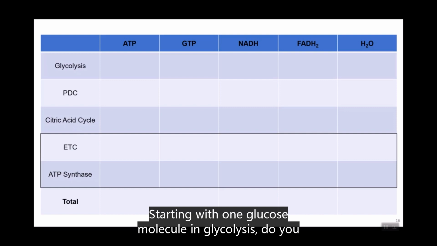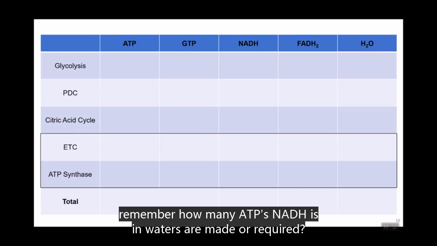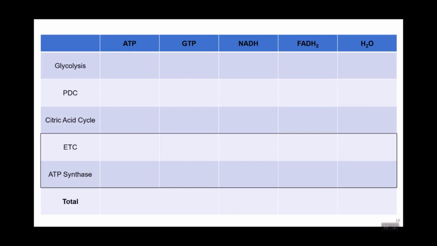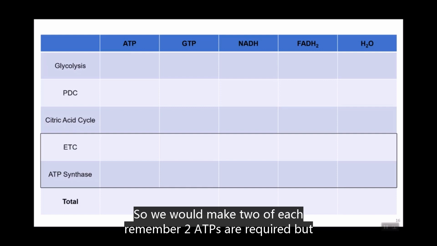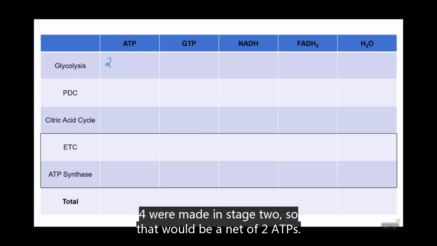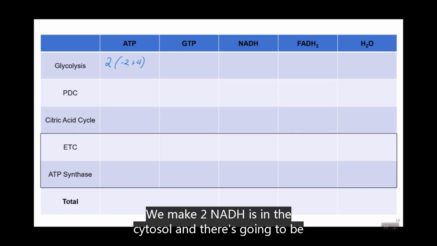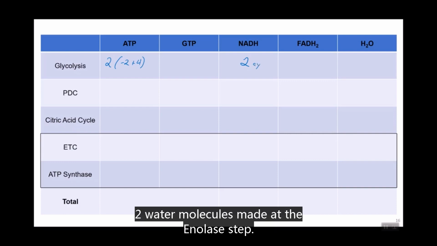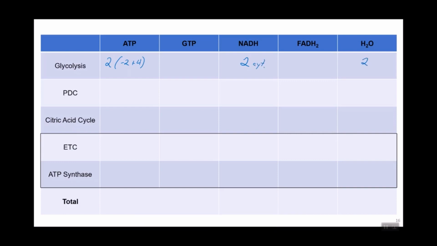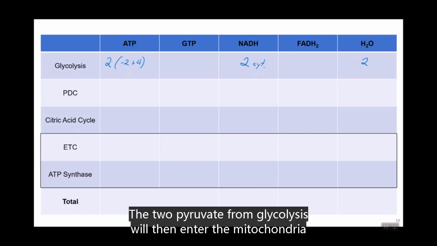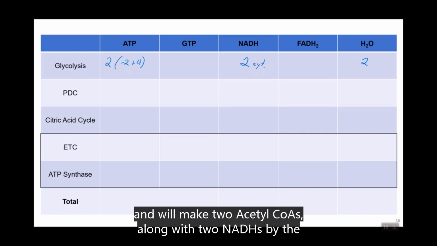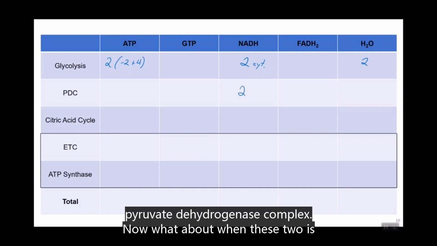Starting with 1 glucose molecule in glycolysis, do you remember how many ATPs, NADHs, and waters are made or required? So we would make 2 of each. Remember, 2 ATPs are required, but 4 were made in stage 2, so that would be a net of 2 ATPs. We make 2 NADHs in the cytosol, and there's going to be 2 water molecules made at the enolase step. The 2 pyruvates from glycolysis will then enter the mitochondria and will make 2 acetyl-CoAs along with 2 NADHs by the pyruvate dehydrogenase complex.